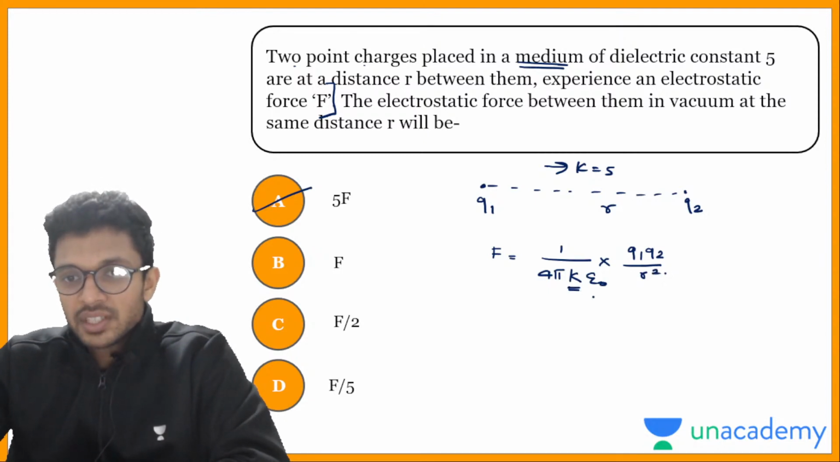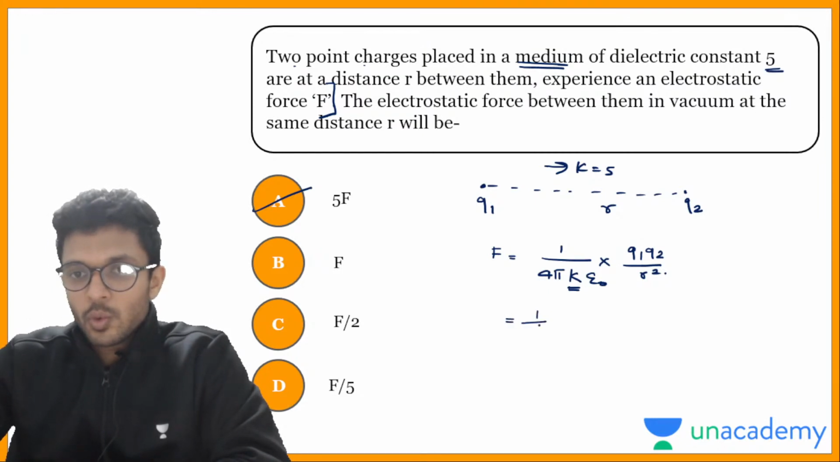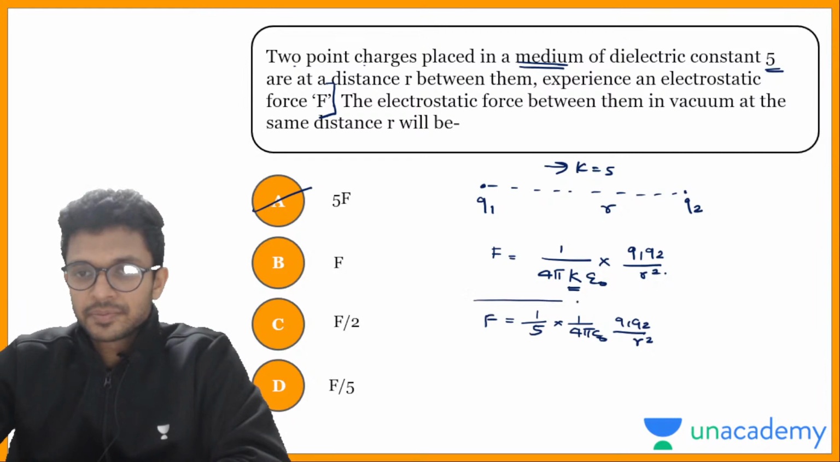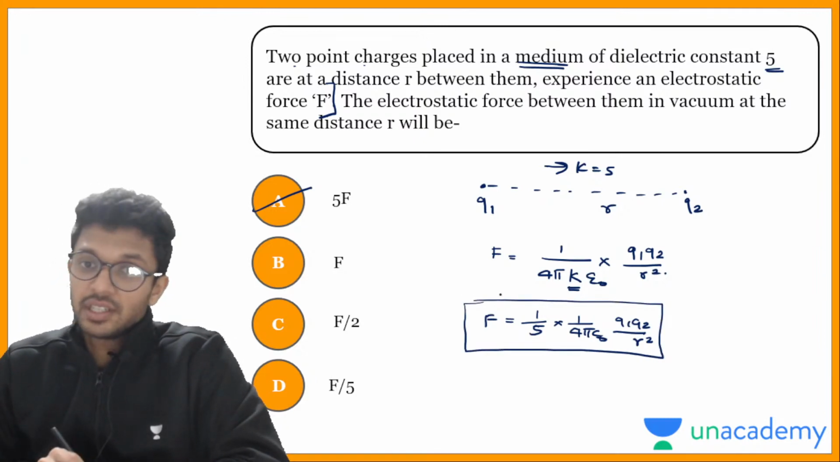Okay, so is the value of k given here? Yes, it is 5. So just substitute 1 by 5 into 1 by 4 pi epsilon 0 q1 q2 by r square. This is F. Okay, so we have our first equation.